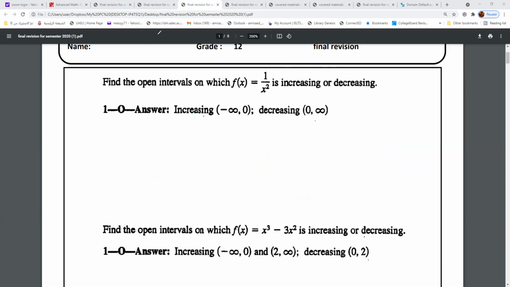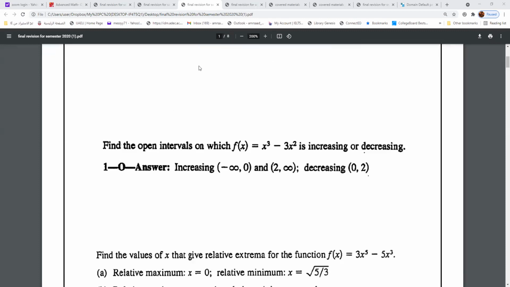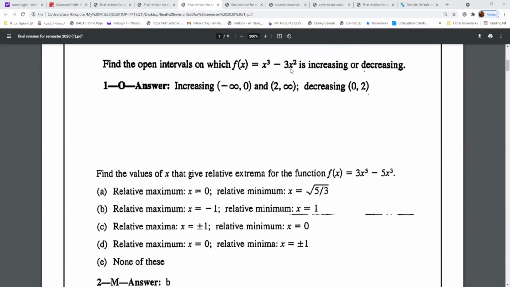Okay, let's solve the next problem. Find the open intervals on which this function is increasing or decreasing.